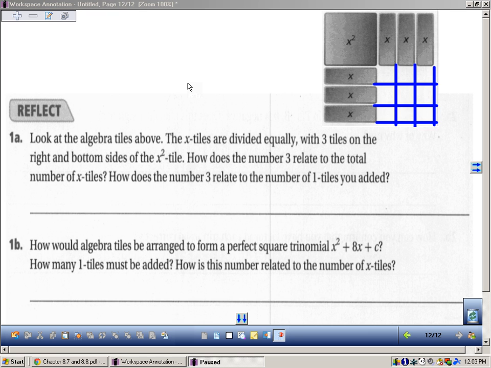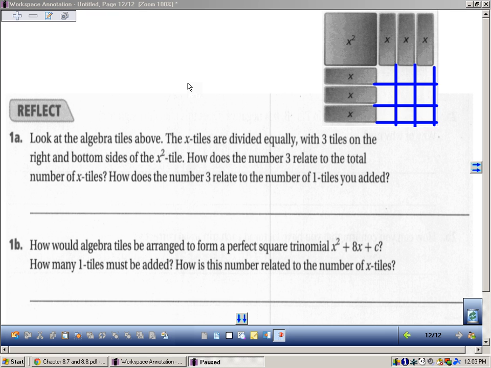So that's about 3 minutes, so I will begin. 1A. Look at the algebra tiles above. The x tiles are divided equally, with 3 tiles on the right and bottom side of the x squared tile. How does the number 3 relate to the total number of tiles? How does the number 3 relate to the total number of 1 by 1 tiles you added?